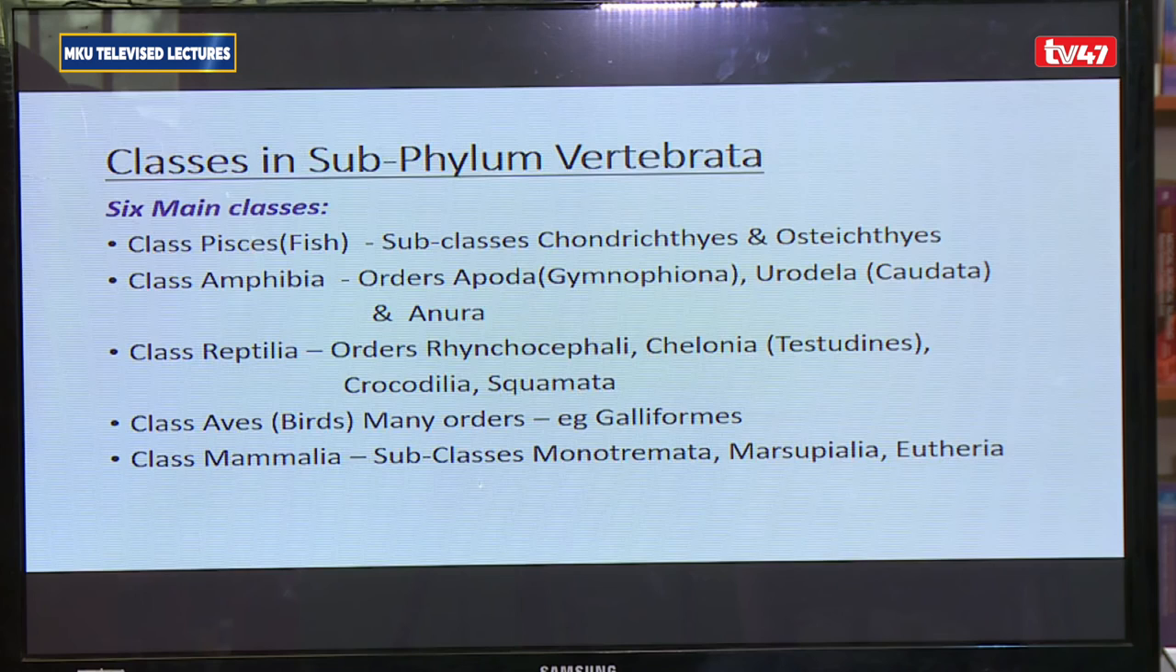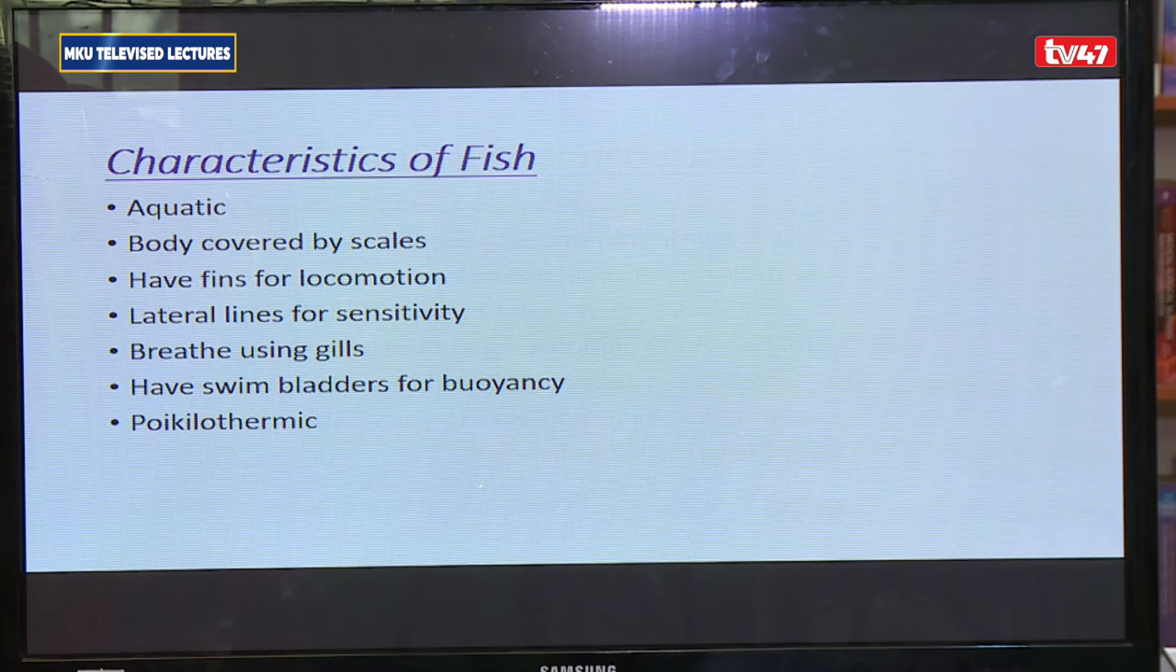Now to look at the characteristics of the fish. Generally fish are found in water, so you say they are aquatic. Their body is covered by scales. They have fins for locomotion. The majority have lateral lines for sensitivity. They breathe using gills. They have a swim bladder. Some have lungs for purposes of buoyancy. And they are poikilothermic, meaning they cannot regulate their body temperature internally. It changes with environmental conditions.